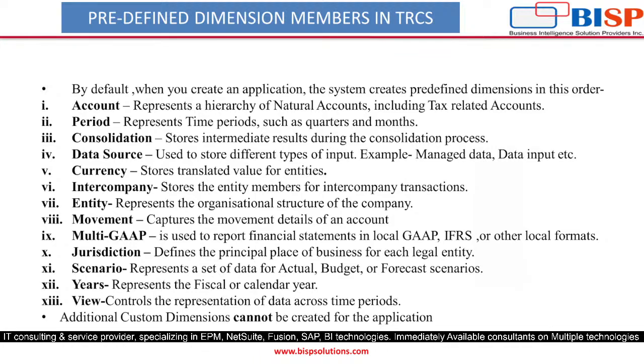But if we select the 13 months, so basically the 12 months plus 13th month, that extra month will be for the adjustments that you need to do. Similarly, in TRCS we have a 14-month period, which will be denoted by P1 to P14.